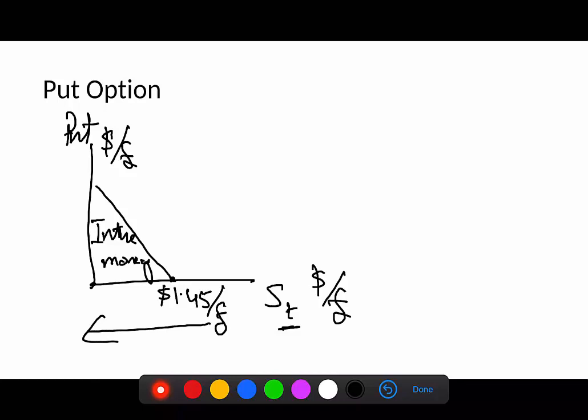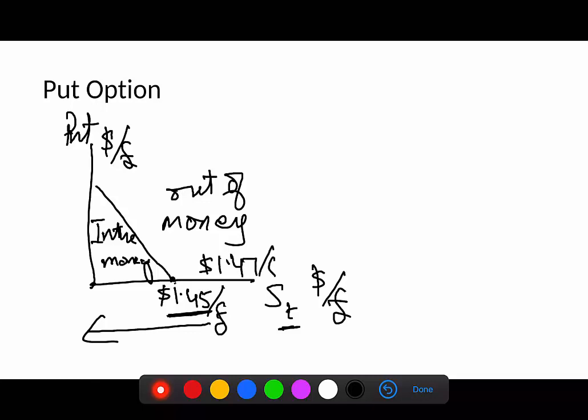So if the rate is lower than 1.45 for each pound, he has the right to sell each pound at 1.45, but he will remain out of the money, meaning he will not exercise the option. He will not exercise the option if the rate is above 1.45, say $1.47 per pound. Obviously that will be somewhere on the right of 1.45.